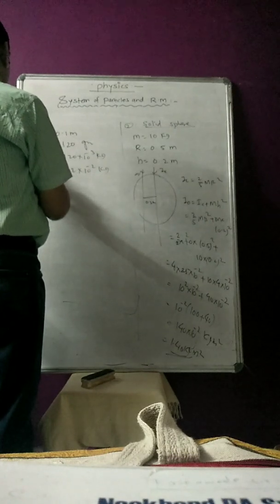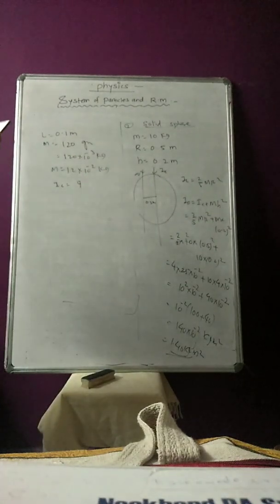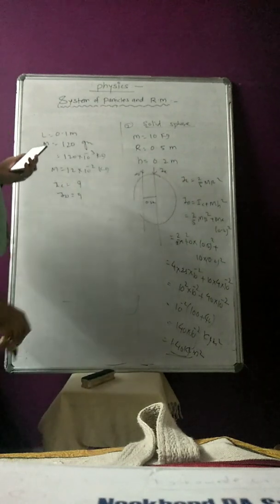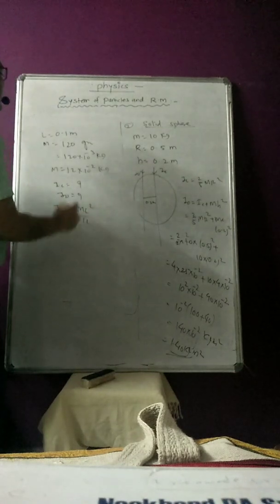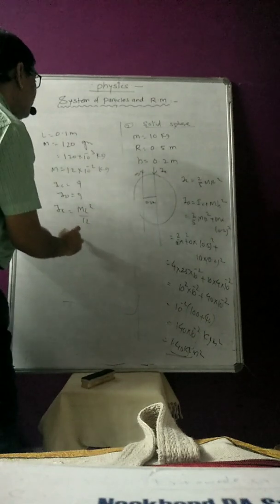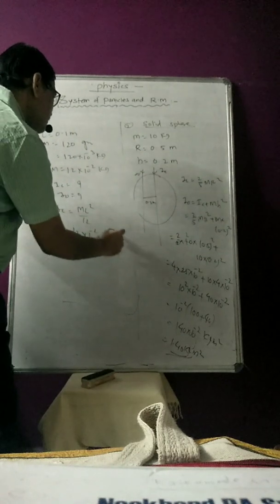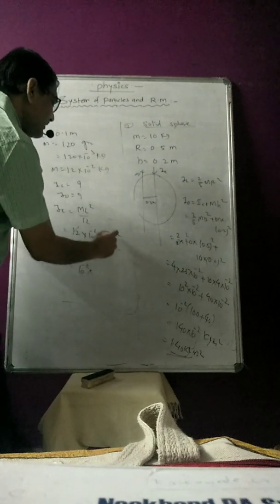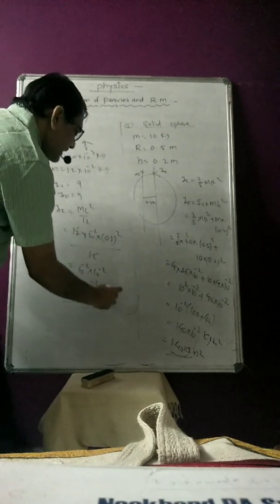He has asked to find the moment of inertia about its transverse axis, and also about its one end, which means IO is also asked. For a uniform rod, IC will be ml square by 12. M will be 12 into 10 raised to minus 2, length will be 0.1 square by 12. The 12 will get cancelled. 10 raised to minus 2 and here 10 raised to minus 2. The answer will be 10 raised to minus 4 kg meter square.